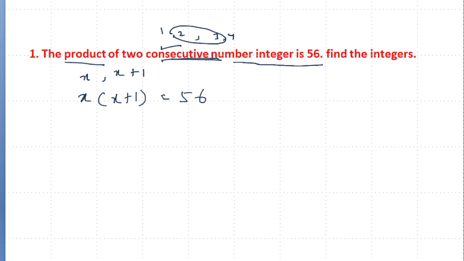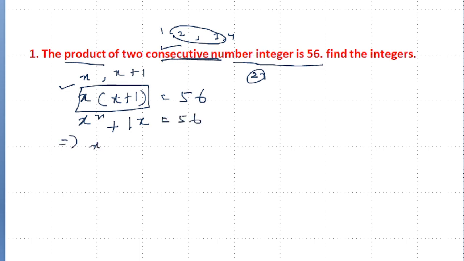This is from the Selina Concise book. Question number 1 in the old book may be question number 2 in the new book, so once you check it out, read the question and we will solve it. This is a very easy question, you can easily attempt it. First the product: x square plus 1x, using the distributive law, equals 56. Now bring the 56 to this side: x square plus 1x minus 56 equals 0.